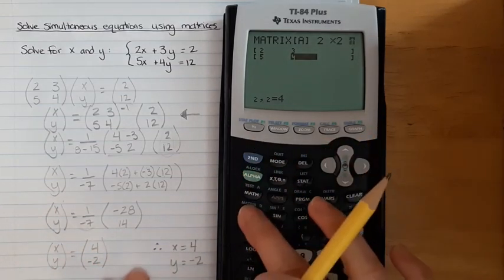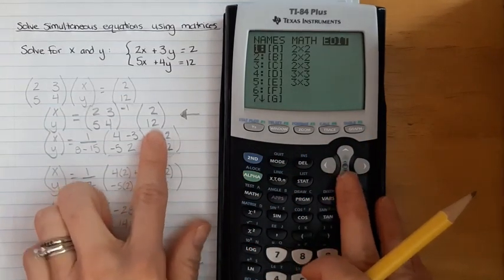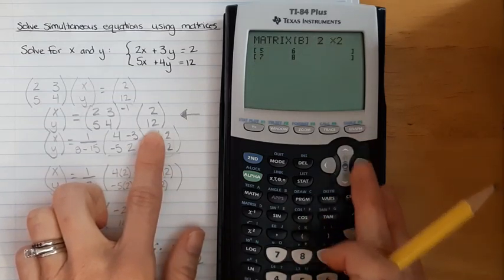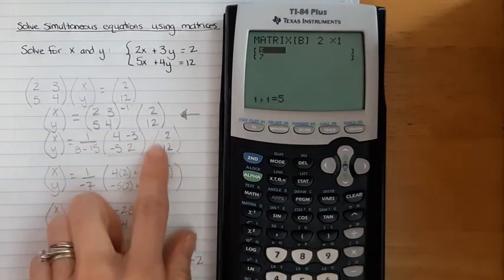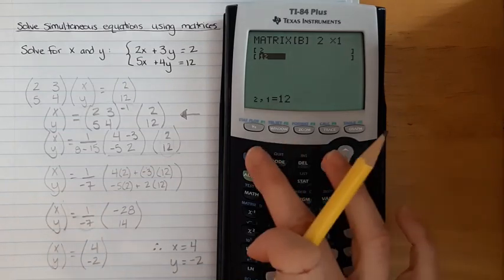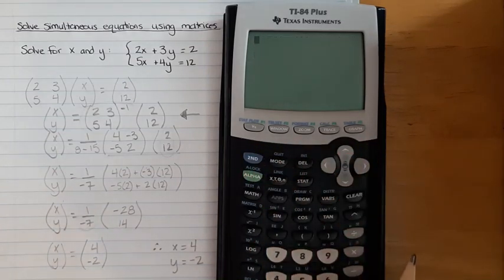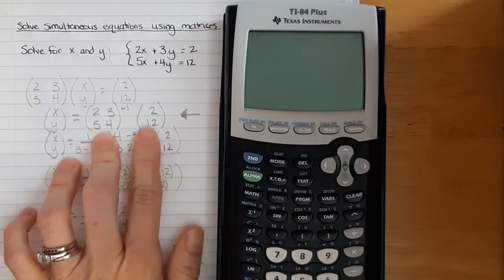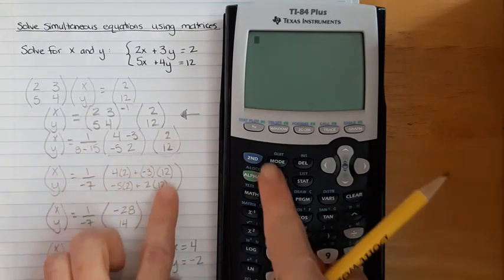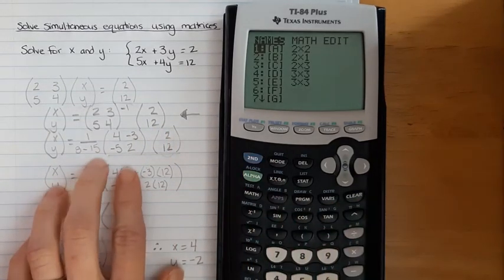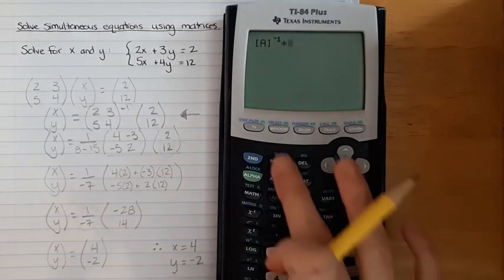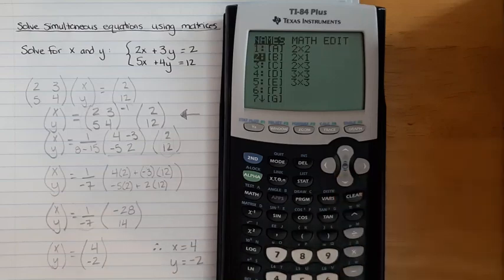And then I need to edit another one because I need this 2 by 1 one. So I'm going to put that in as matrix B. And it is a 2 by 1. And it's 2 and 12. And then if I go out of that, then what I want to do is multiply the inverse of what I just put in as A times B. So I've got to recall the name of A, and I'm going to do the inverse of A times, and then I need to recall B.